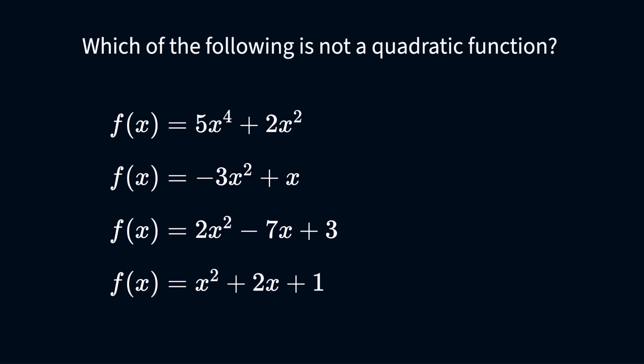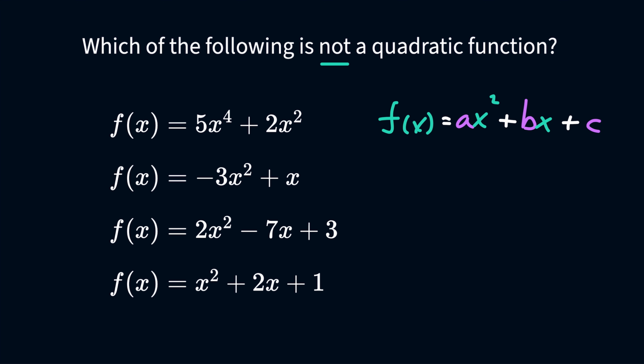Which of the following is not a quadratic function? So recall that a quadratic function has the following standard form. Now there's different varieties of ways I can make the quadratic function look, but this is considered the standard form. We have some leading coefficient of a multiplied by x squared, plus some coefficient of b multiplied by x, plus some coefficient of c.